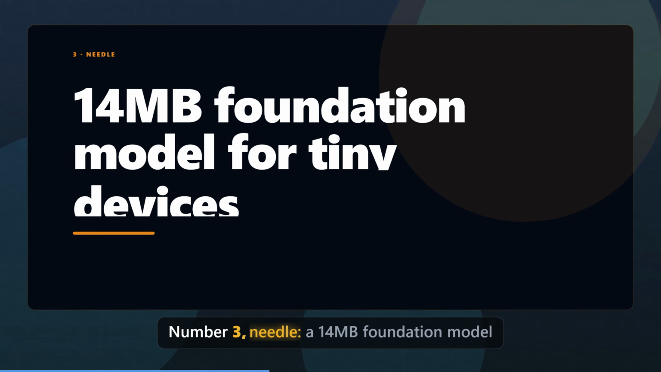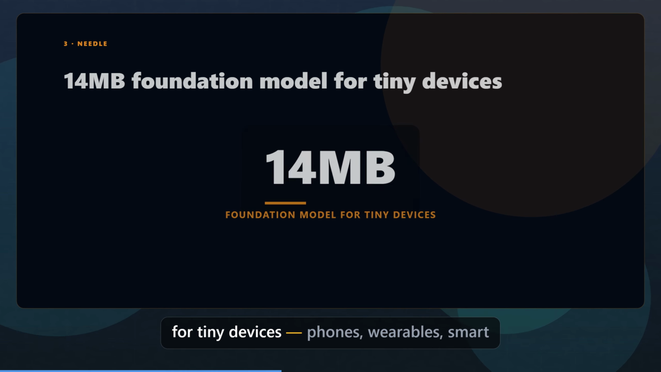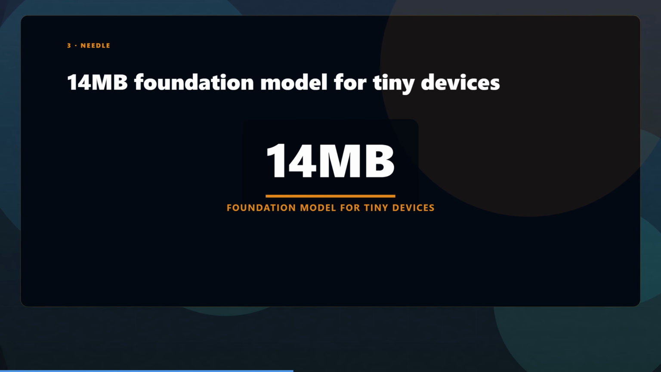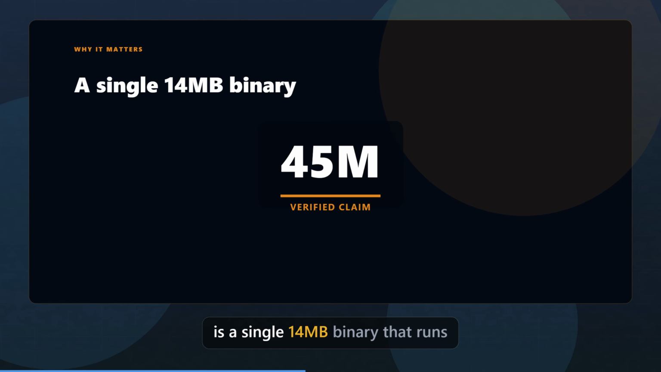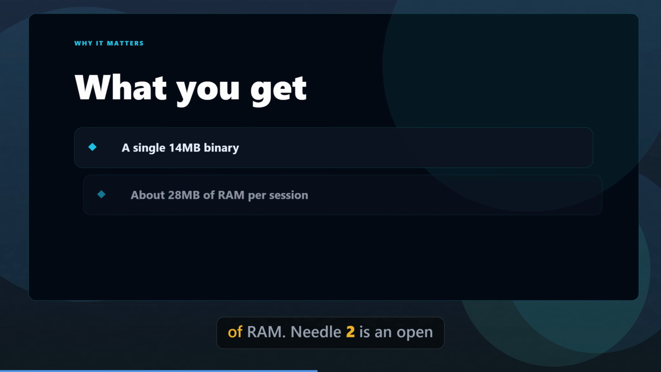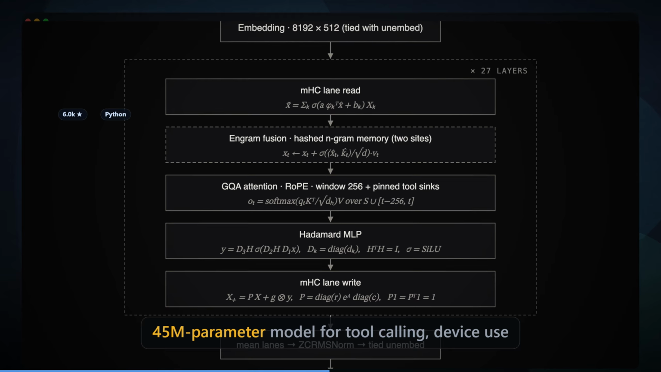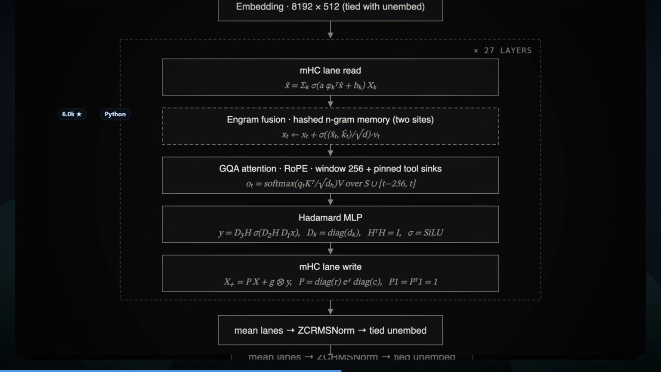Number 3, Needle, a 14 megabytes foundation model for tiny devices, phones, wearables, smart home, and robots. What makes Needle unusual? The whole model is a single 14 megabytes binary that runs a full session in about 28 megabytes of RAM. Needle 2 is an open 45M parameter model for tool calling, device use and structured extraction.